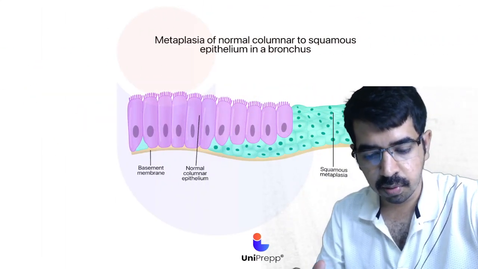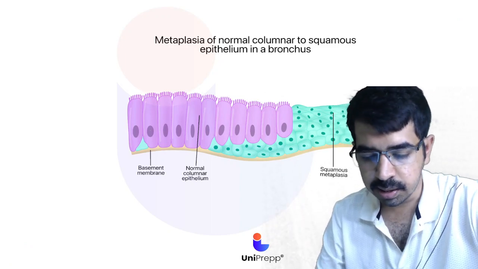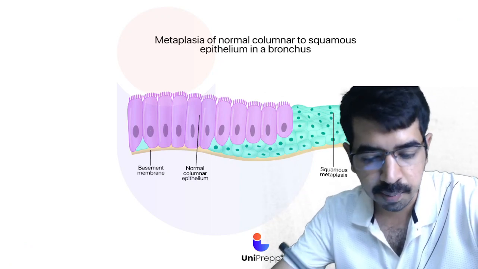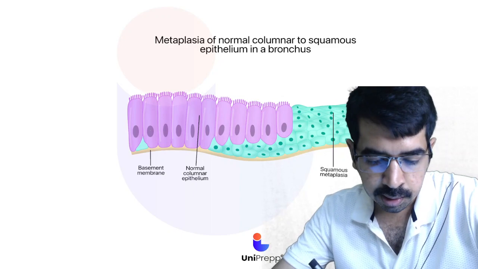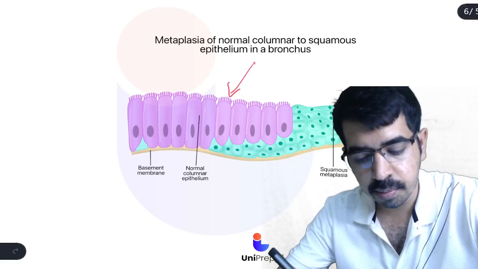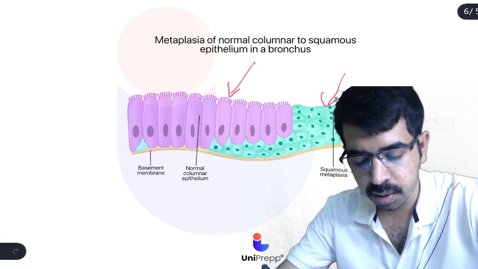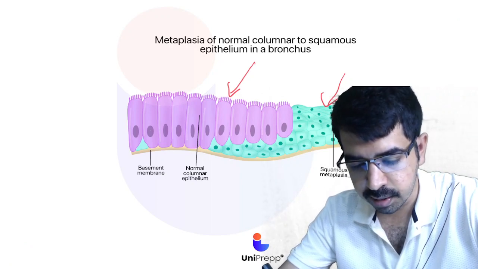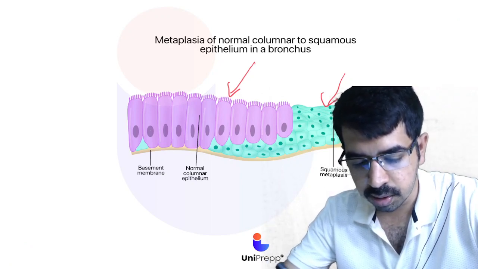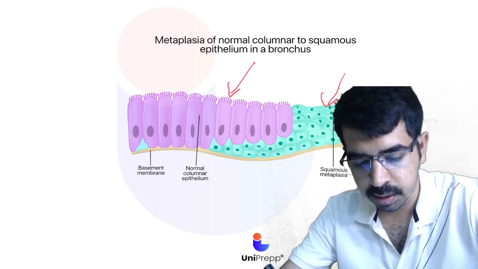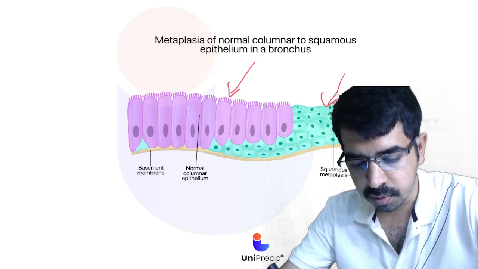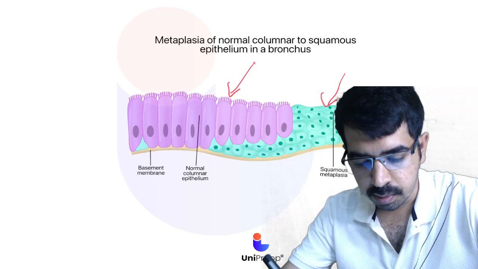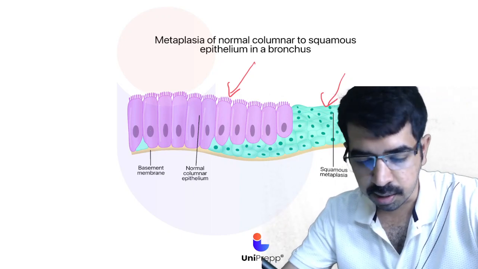Then we will discuss metaplasia. Metaplasia is a change from one adult epithelial type to another adult epithelial type. Here, the respiratory ciliated columnar epithelium is replaced by squamous epithelium with abundant cytoplasm, well-defined cell borders and central nucleus. So, this ciliated columnar epithelium is replaced by this squamous epithelium.